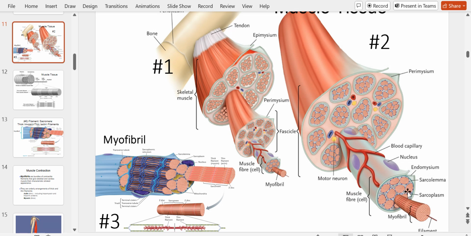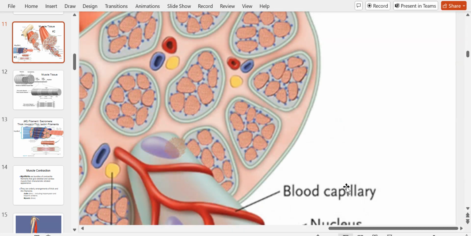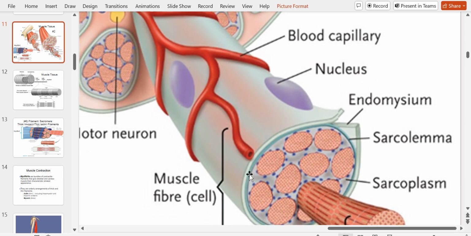All right, and then within these guys, you have the sarcoplasm. I'm just going to zoom in. So there's your sarcoplasm within, just cytoplasm, but within a muscle cell. And then you have the sarcolemma. And I want you to think of this as like the wire.